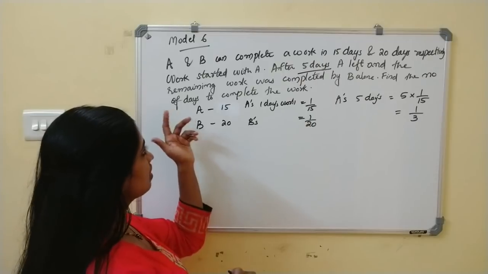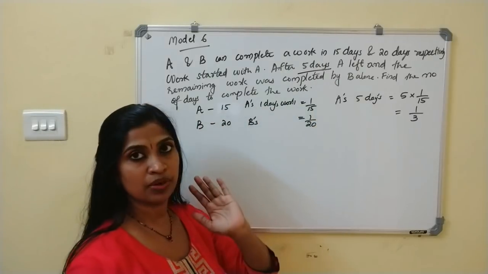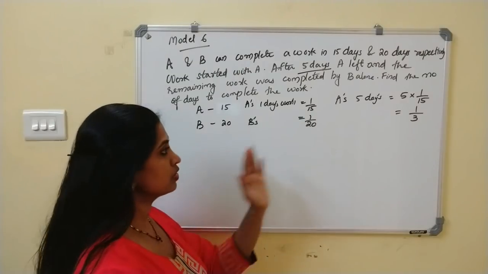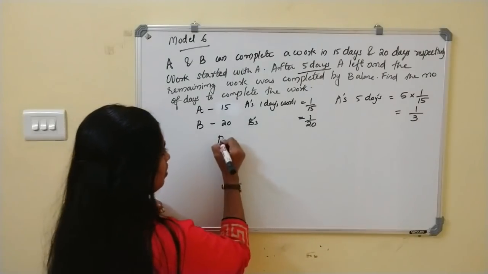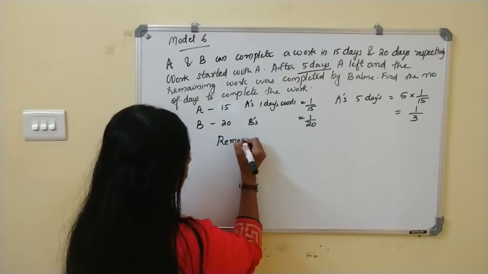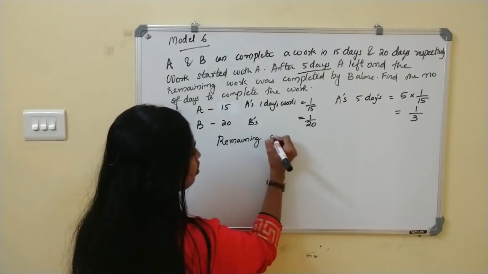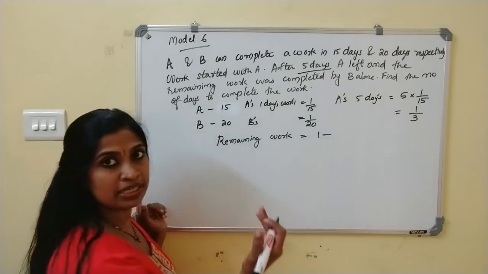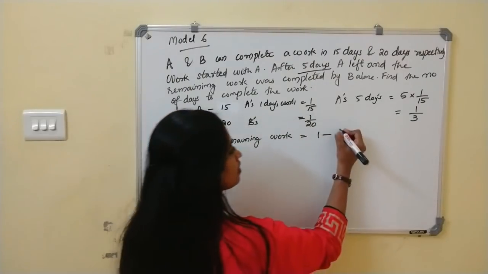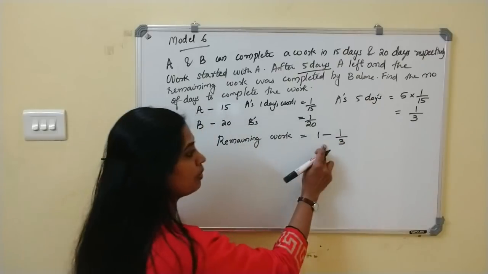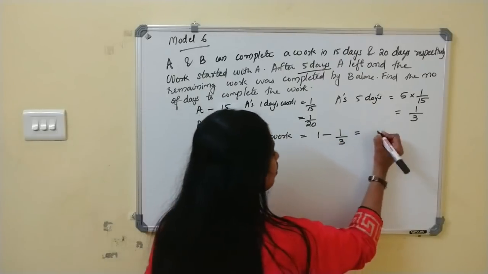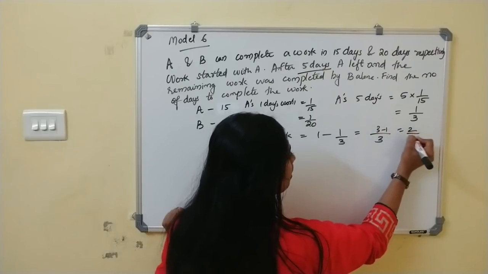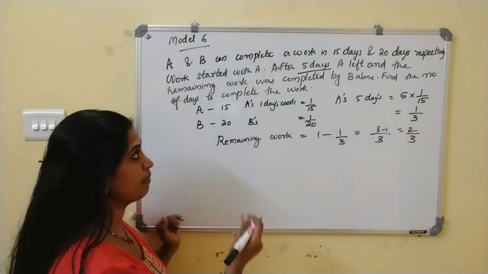So after that, the remaining work was completed by B alone. A left and B does the work. So the remaining work is, total work is always 1. And 1 by 3rd of the work is completed by A. So the remaining work is 1 minus 1 by 3, which is equal to, taking the LCM, 3 minus 1, 2 by 3. 2 by 3rd work is left. This is done by B.